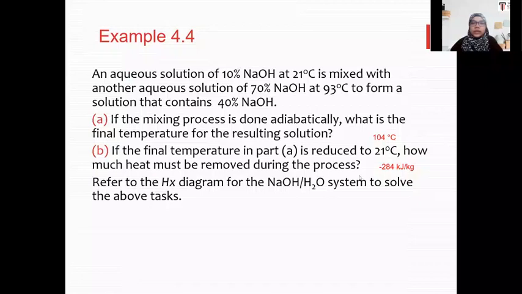Okay, let's take a look at example 4, related to adiabatic mixing: how can we use the diagram in determining the heat of mixing? An aqueous solution of about 10% sodium hydroxide at 21 degrees Celsius is mixed with another aqueous solution of 70% sodium hydroxide at 93 degrees Celsius to form a solution that contains 40% sodium hydroxide. Part A: if the mixing process is done adiabatically, what is the final temperature of the resulting solution?